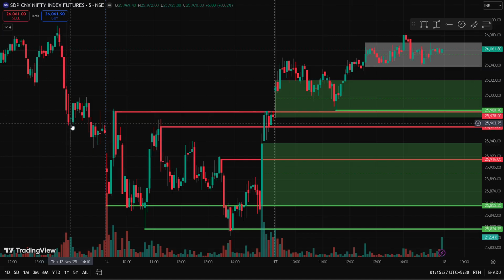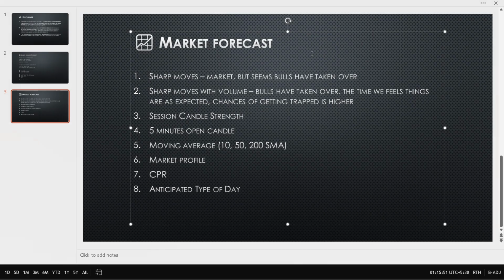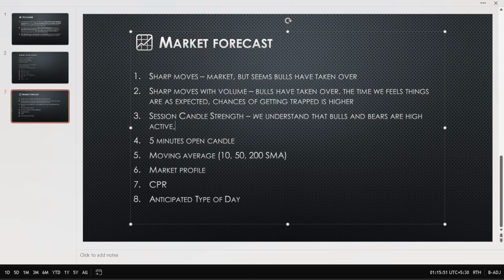If you see, good slide down, good slide up, good slide down, good slide up, good slide down, good slide up. Then again move up sideways. This is a part of accumulation. Now, as per the candlestick strength, we understand that bulls and bears are highly active.